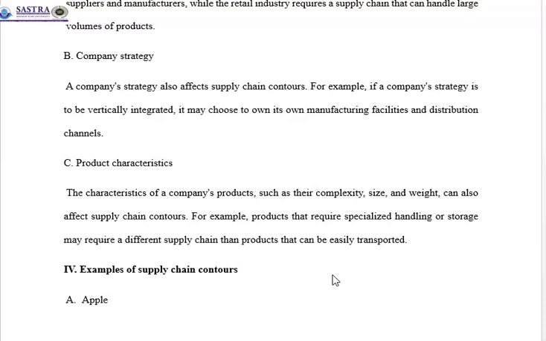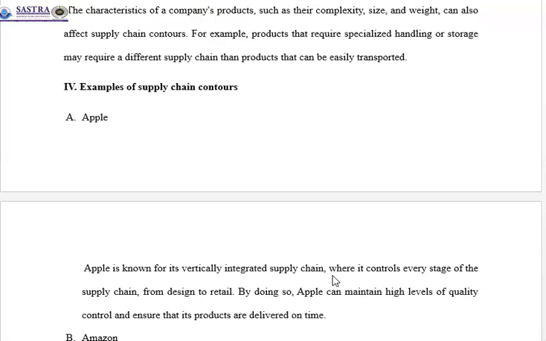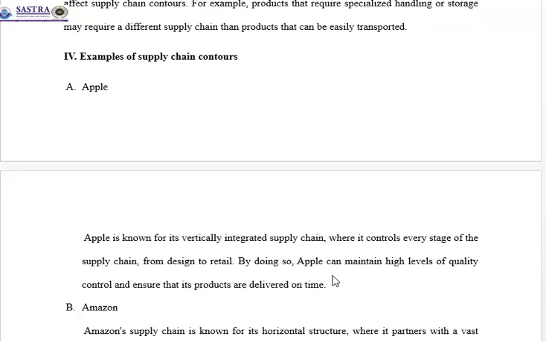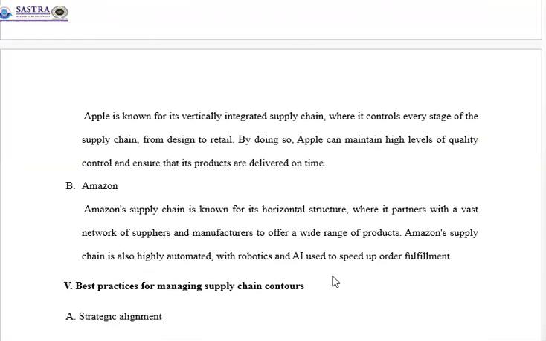An example of supply chain contours is Apple. Apple is known for its vertically integrated supply chain, where it controls every stage of the supply chain from design to retail. By doing so, Apple can maintain high levels of quality control and ensure that its products are delivered on time, so there will not be any delay.